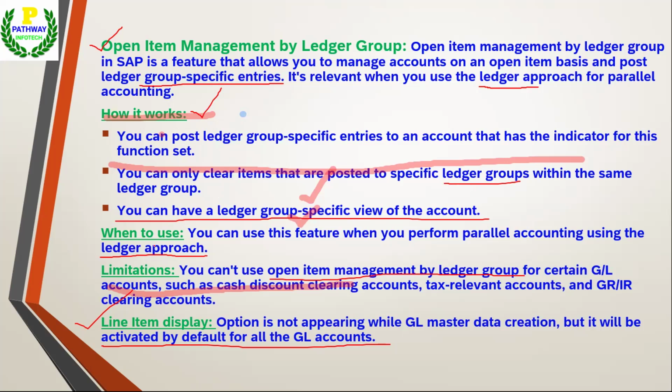You can use this feature when you perform parallel accounting using the ledger approach. Now, there are certain limitations. You can't use open item management by ledger group for certain GL accounts like cash discount accounts, tax relevant accounts, and GRIR clearing account. For such kinds of GL accounts, this option is not applicable.